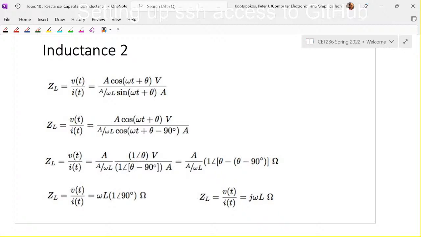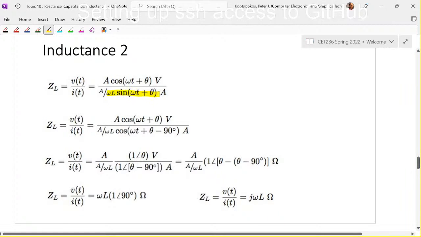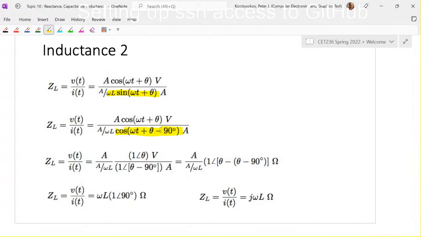And we can do the same shift here from sine back to cosine with the phase shift. And we use our notational shift from cosine omega t to cosine omega t plus theta, to 1 angle theta. You'll notice something a little strange about that notational shift. The strange thing is, I've dropped the omega.